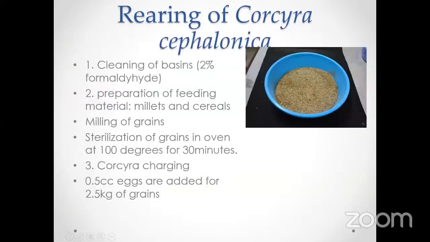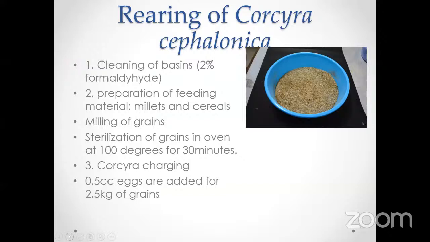So for year-round production of whether it is parasitoids or predators, we need to have good quality and quantity of host. So for that purpose, we maintain the cultures of this Corcyra cephalonica, that is a rice moth, that can be easily multiplied at the laboratory level.